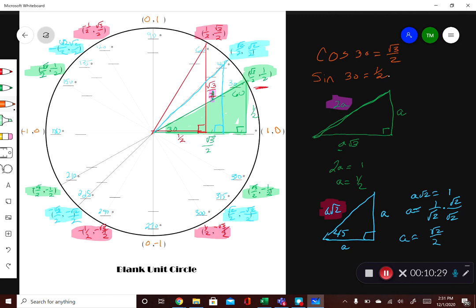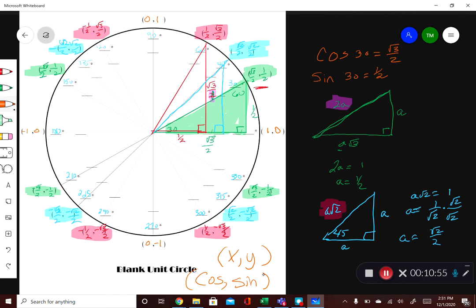So in general, you have your x and your y coordinates. The x coordinate is the cosine and the y coordinate is the sine. And if you need an easy way to remember that, x comes before y alphabetically and c comes before s. So wasn't it nice of the mathematicians to put them in alphabetical order for us?